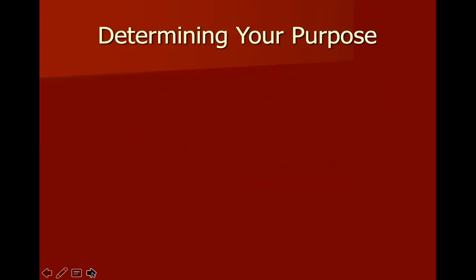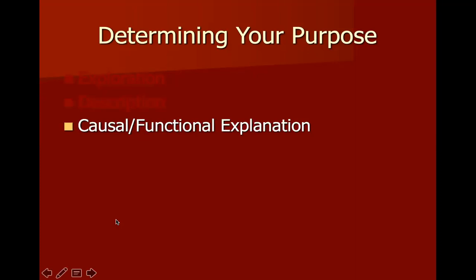Okay. So to determine your purpose, there are different things that people try to do with their research. One is to just explore and try to understand a phenomenon that hasn't been researched very much before. Just learning and kind of documenting what you see when you explore it. Another is to do description, and sometimes exploration and description go together, but you try to describe in detail what you're learning from what you're studying. And then another is causal and functional explanation.